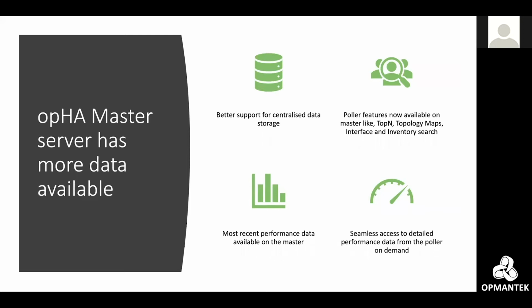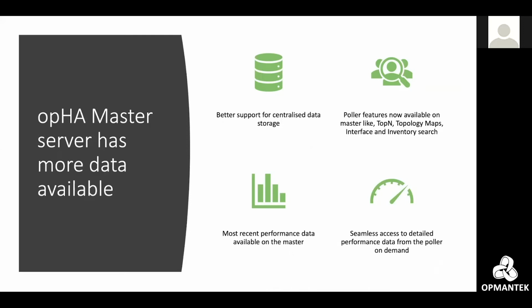So what this all really means is that the OPHA master server now has more data available. And why is that powerful? We have better performance for the centralized data storage. Because the data is in MongoDB, all the data comes in from all of the pollers into a central database, and now the master server can have access to all of that data. The reason we did this is that people wanted those poller features that were available on a standalone server that worked beautifully.